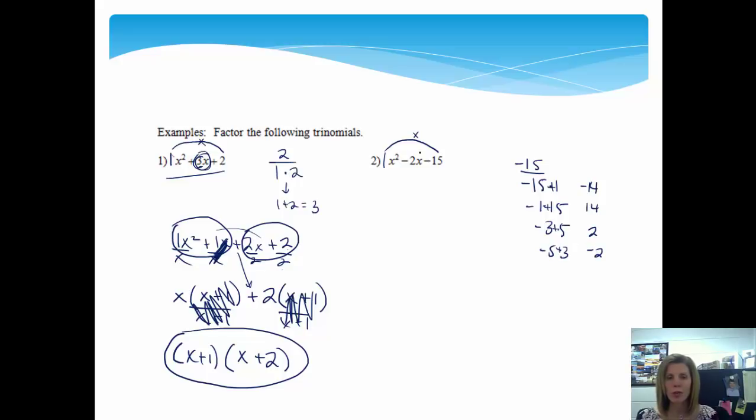So if I look at which one of those should I pick, I wanted to get negative 2, I'm going to pick this one right here. So I'm going to split my problem up now. So I'm going to have x squared minus 5x plus 3x minus 15. Again, we're trying to split that middle number up into 2 different terms. So now that I've done that, I am going to use factoring by grouping.